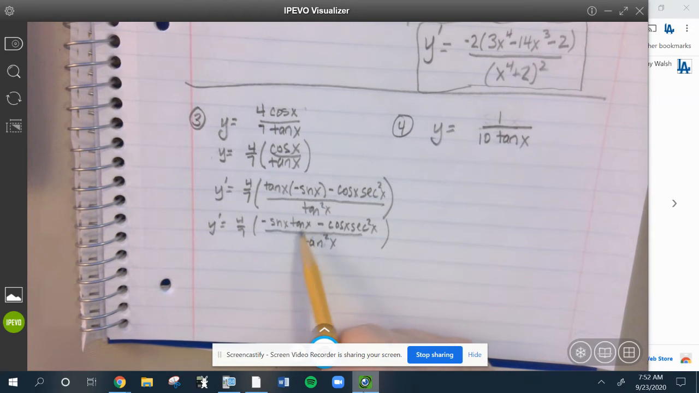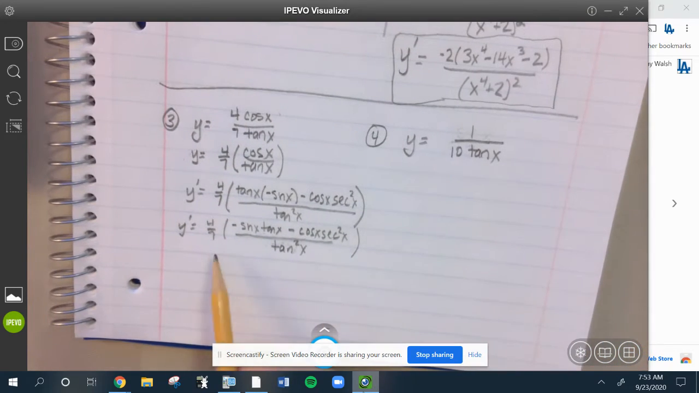This tangent is sine over cosine, so this would be sine squared over cosine. This secant squared is 1 over cosine squared, so this would turn out to be 1 over cosine. So the denominators look like they're going to be very similar. I would go ahead and try to simplify here.